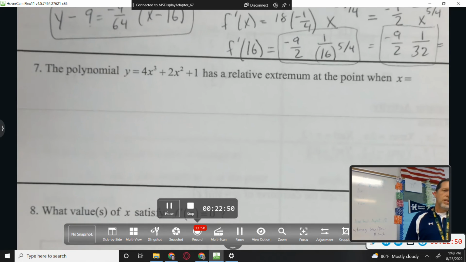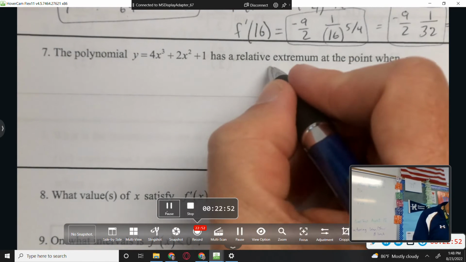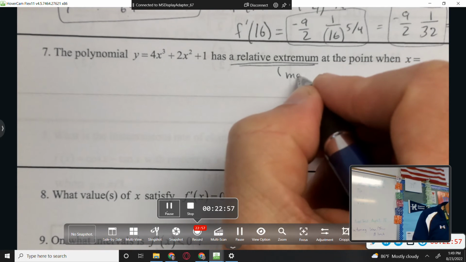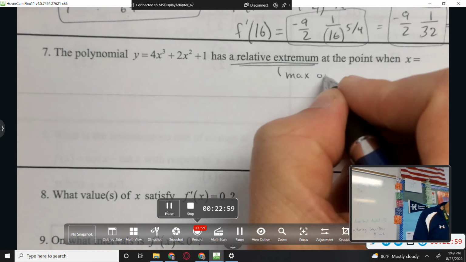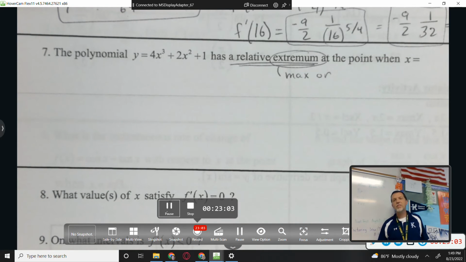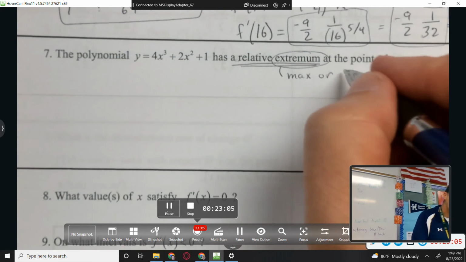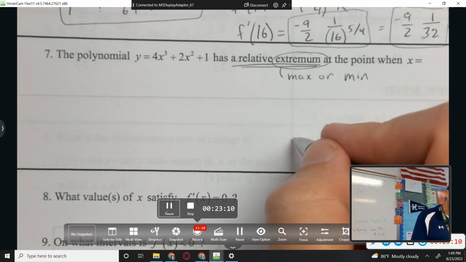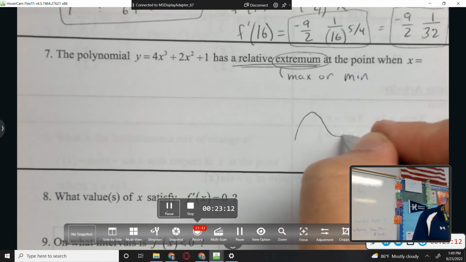Number 7, relative extremum. A maximum? That means maximum, or extreme means either extreme. So what's the opposite of a max? Would be a min. So let's think about what that would look like. There's a max and a min.